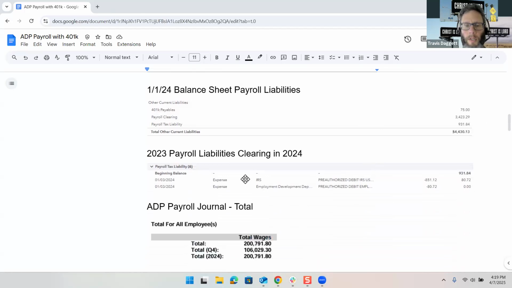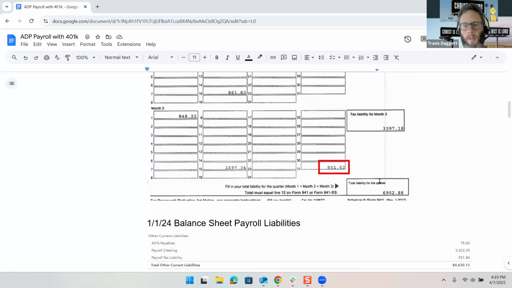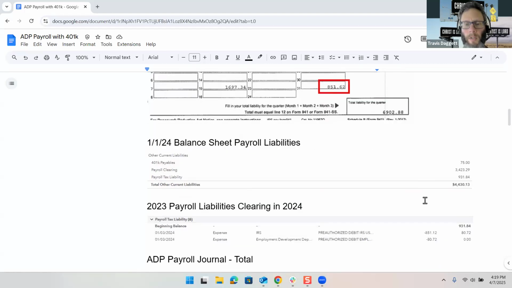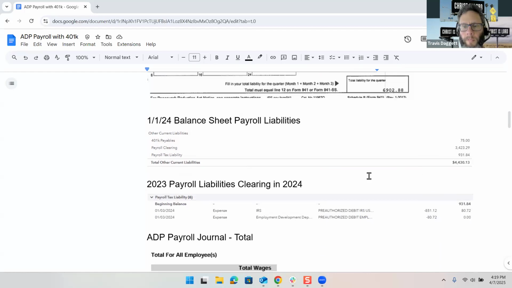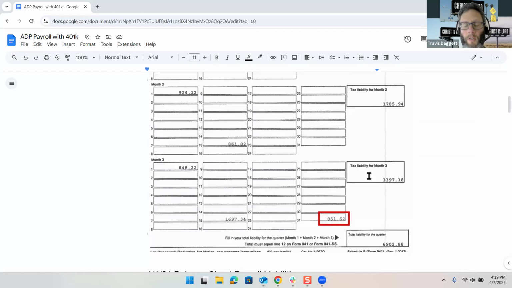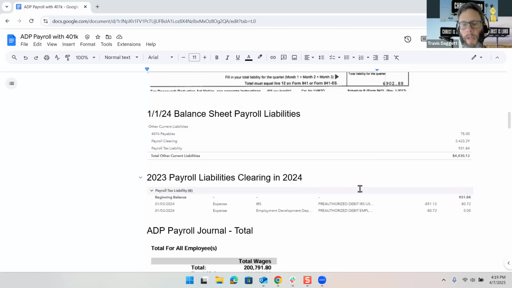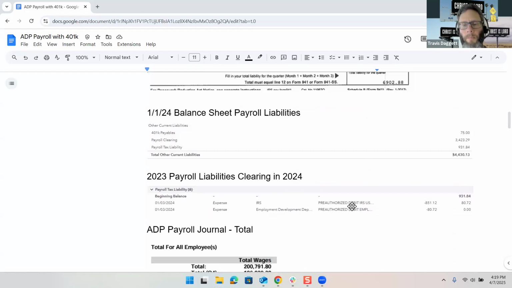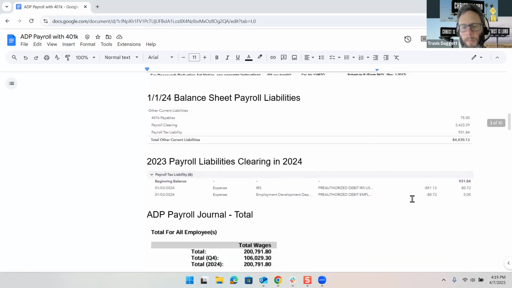So sure enough, this is the register for that clearing account, and we see a payment of $851.12, and there it is. It's 50 cents off, pretty close. So in this case, it looks like they're actually paying it, not ADP. And then we have an unemployment payment, it looks like, another AD72. So we're presuming that was from 2023. And so that's bringing that liability balance to zero.